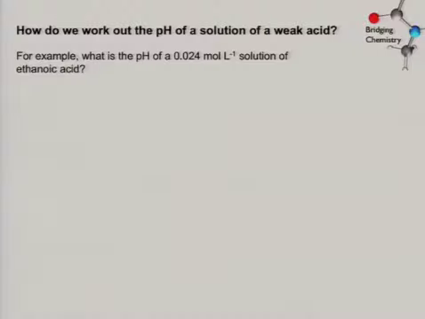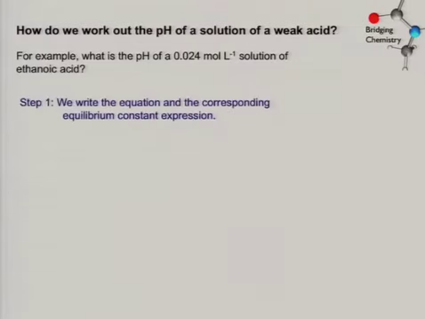Working out the pH of a solution of a weak acid on the surface is the same, because the pH is just the negative log of the concentration of the hydronium ions. The trick here is that you've got to work out what the concentration of the hydronium ions is. And that's a bit more work, because it's an equilibrium situation rather than a reaction that goes to completion. So, imagine we said, what is the pH of a 0.024 moles per litre solution of ethanoic acid, of acetic acid? And so the steps.